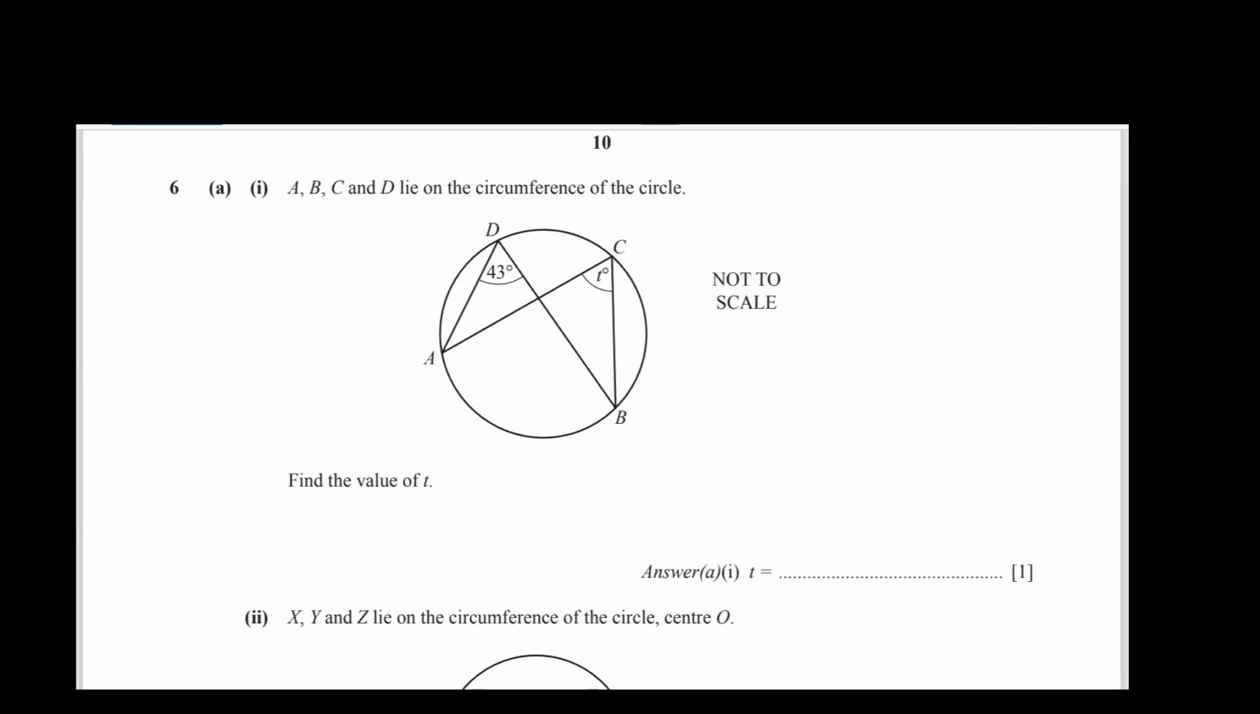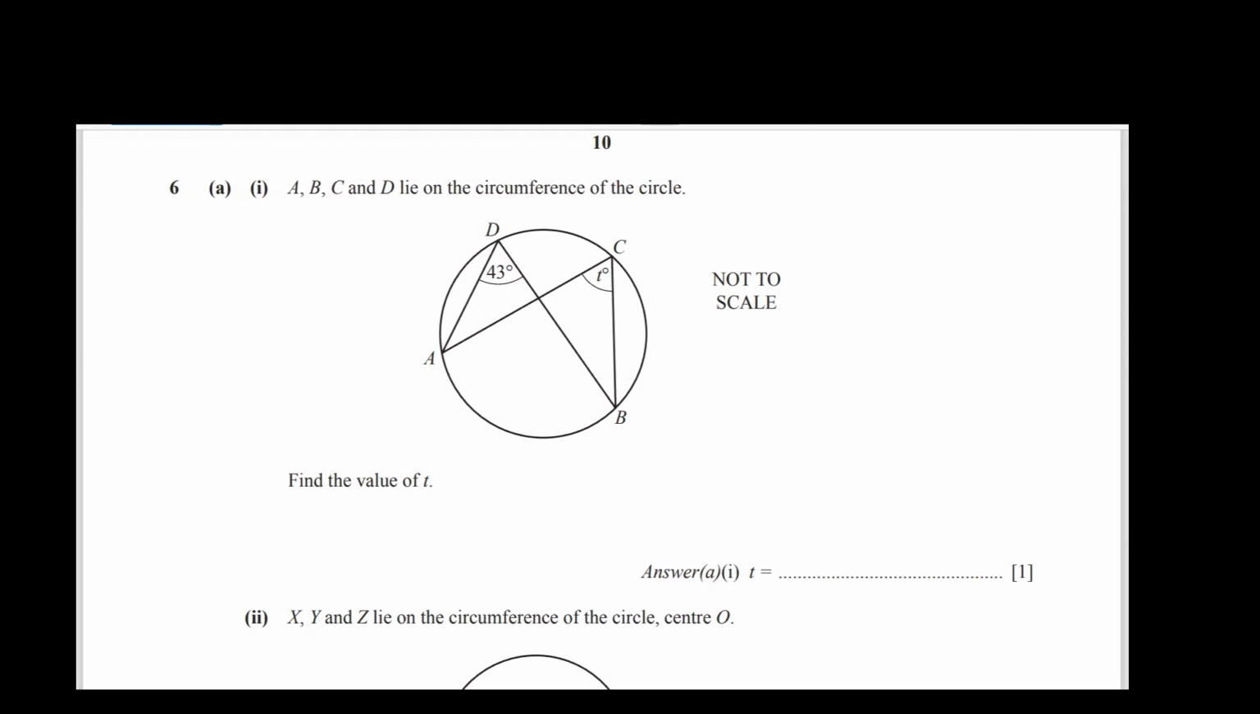Hi, welcome back. In this video, we are going to solve October-November 2015 question number 6, which is a circle theorem question. Here, A, B, C, D lie on the circumference of the circle. Find the value of T. All these points lie on the circumference of the circle, and we need to find the angle T here.